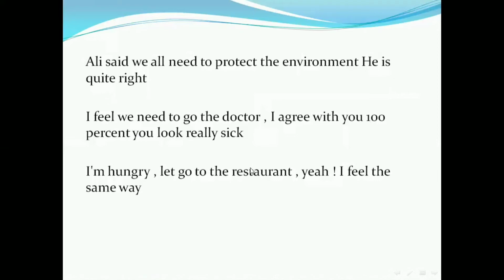Now, there are a lot of agreement phrases. You can pick one of your favorite phrases and try to put it in sentences or try to use it in a conversation and send it to me.